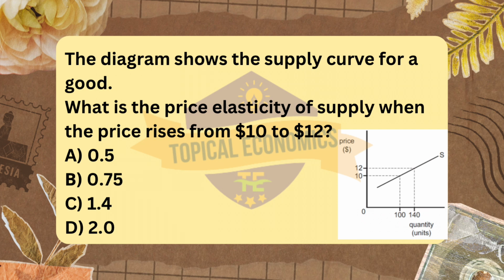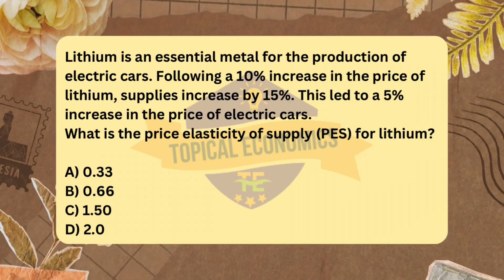The percentage change in quantity supplied is 140 minus 100 divided by 100, which equals 40%. The percentage change in price is 12 minus 10 divided by 10, which equals 20%. So, the price elasticity of supply is 40% divided by 20%, which equals 2. Moving to the seventh question.